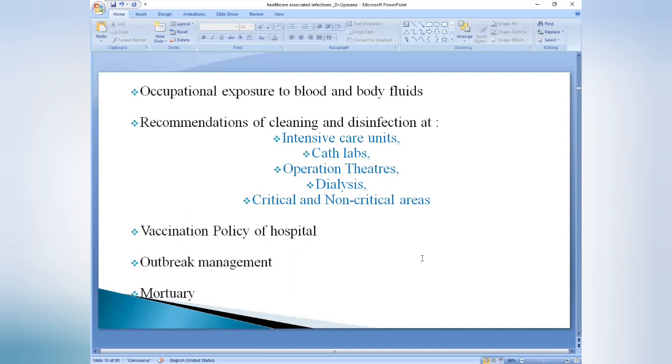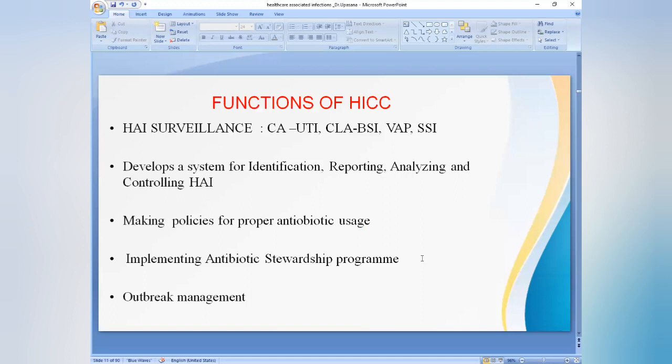This all comprises your infection control manual. As I said, we have the HICC program, we have the ICT, that is the infection control team, and thirdly, we have the infection control manual, in which all the policies and procedures of all these 10 points have to be jotted down. Now, talking about the functions of HICC, it mainly caters to HAI surveillance, that is the healthcare associated infection surveillance. Mainly the HAIs are catheter associated UTIs, central line associated bloodstream infections, ventilator associated pneumonias, and surgical site infections.